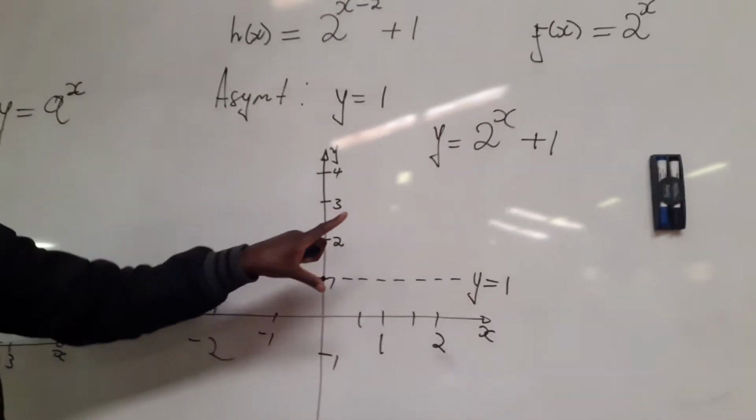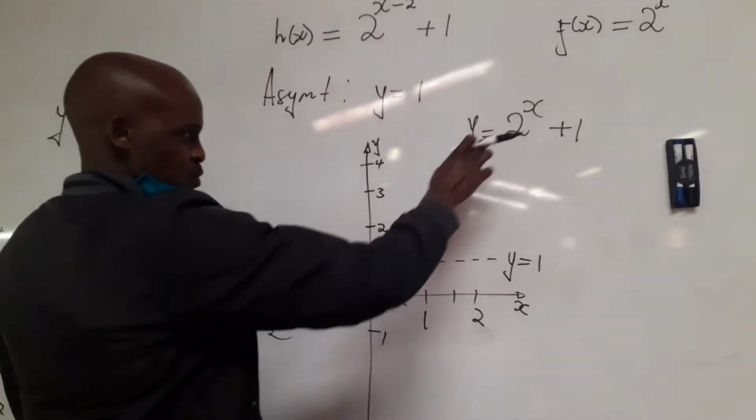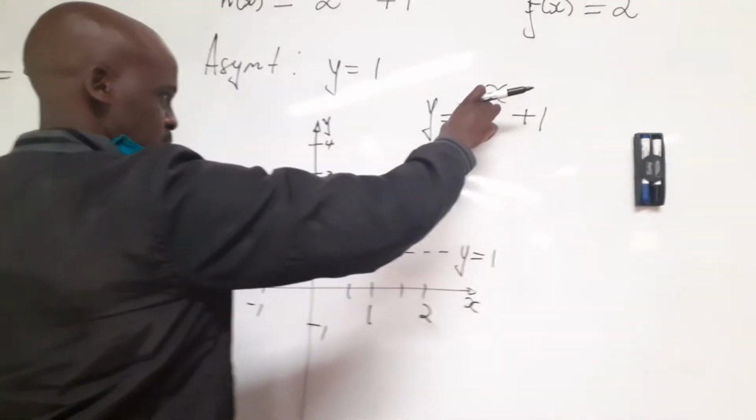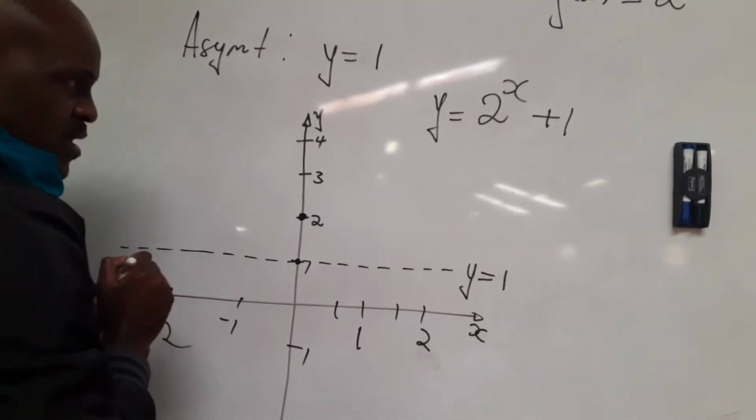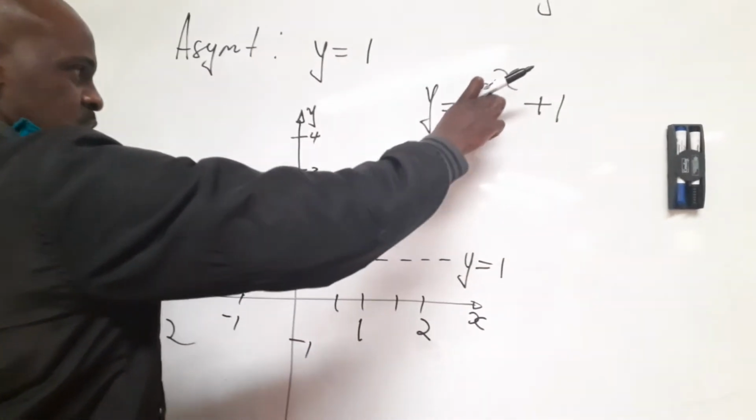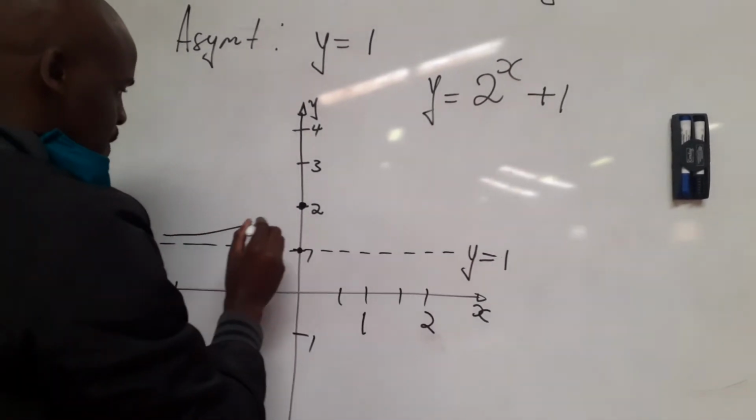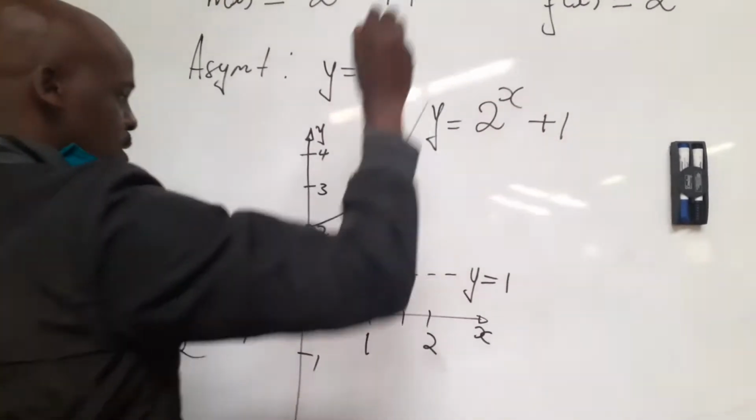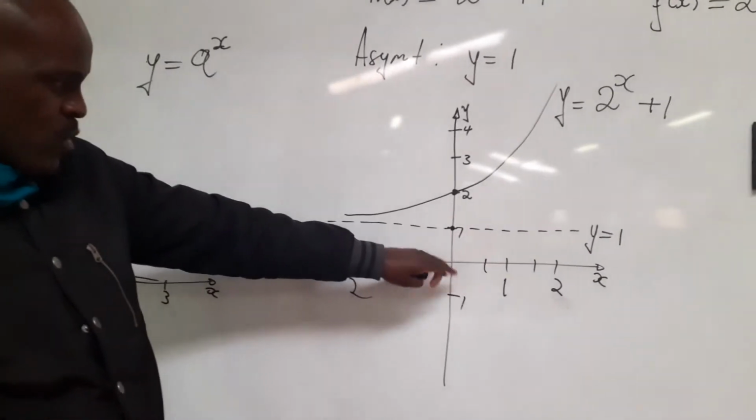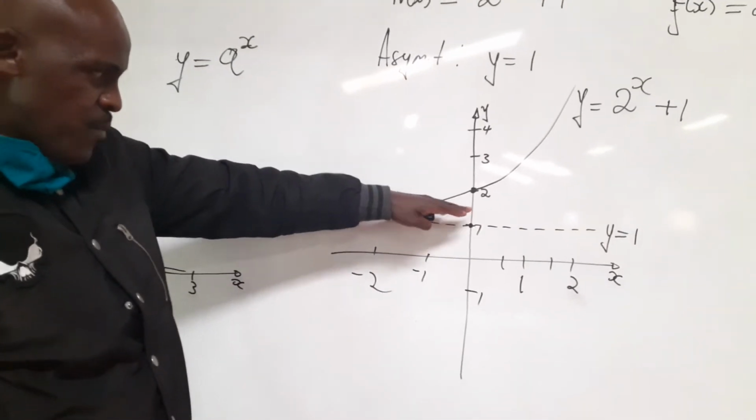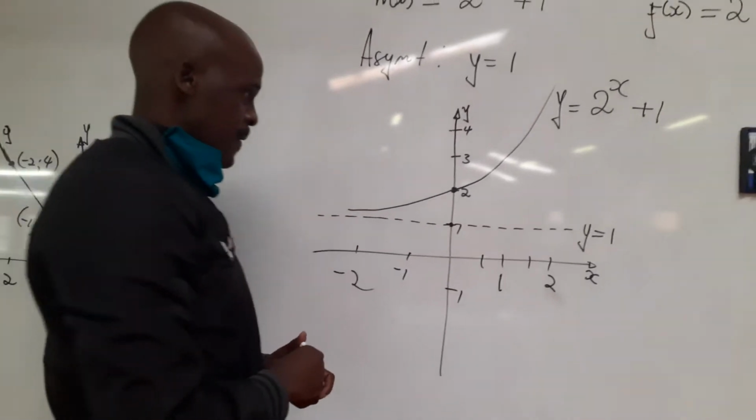y is equal to 2 exponent x plus 1. So for the y-intercept, we let x be 0. 2 exponent 0 is 1, 1 plus 1 is 2. That's why our y-intercept will be there. It's an increasing function, therefore it goes like that. It is increasing, but our y-intercept is no longer at 1 because this graph shifted 1 unit up. It's now at 2.